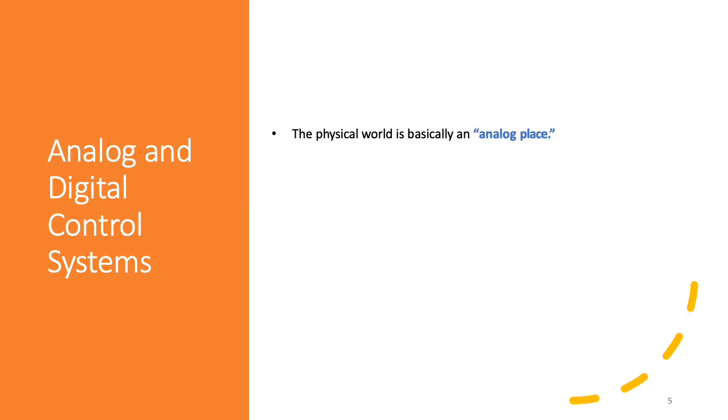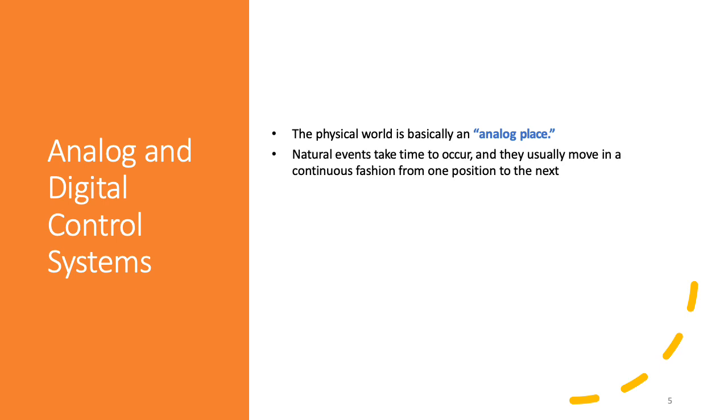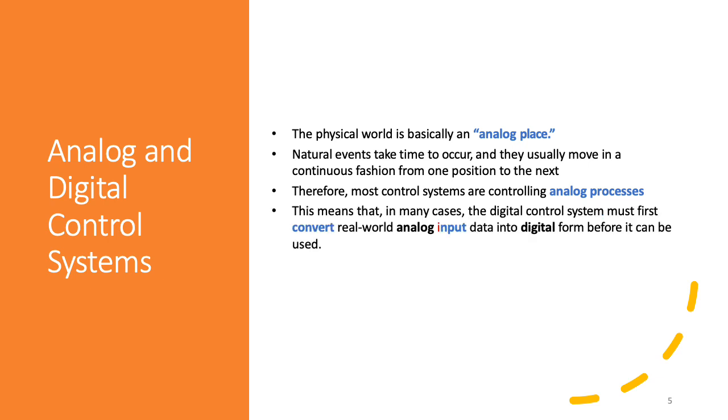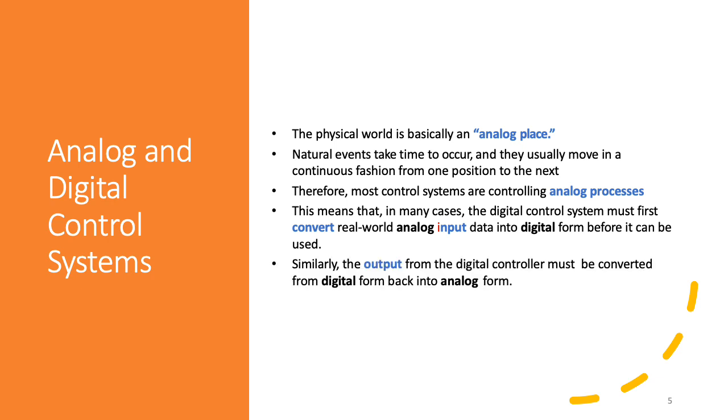The physical world is basically an analog place. Natural events take time to happen, and they usually move in a continuous fashion from one position to the next. Therefore, most control systems are controlling analog processes. This means that in many cases, the digital control system must first convert real-world analog input data into digital form before it can be used. Similarly, the output from the digital controller must be converted from digital form back into analog form.